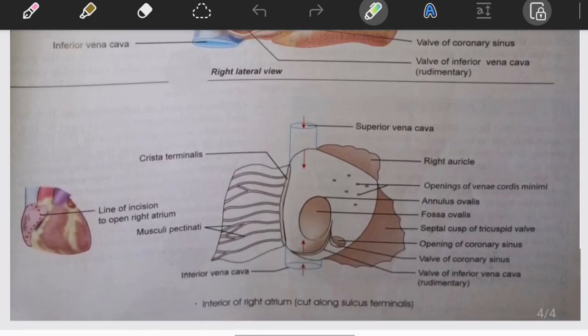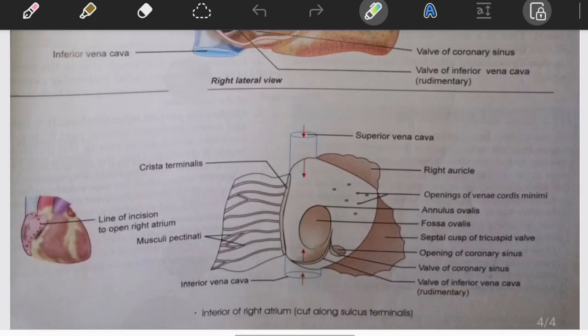And here we have seen all about the right atrium. Here is one MCQ for you: which structure separates the smooth posterior wall from the rough anterior wall of the right atrium? The answer is crista terminalis. Not the sulcus terminalis, it's the crista terminalis because it's present on the inside.